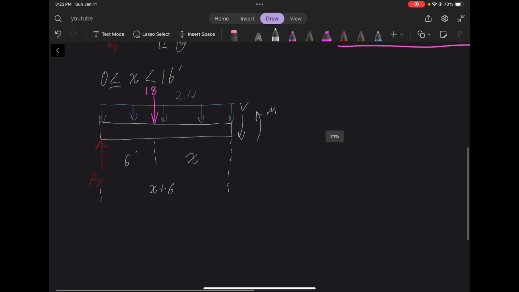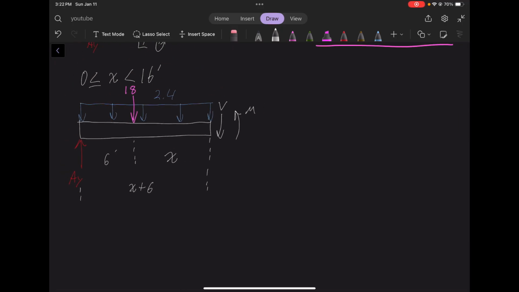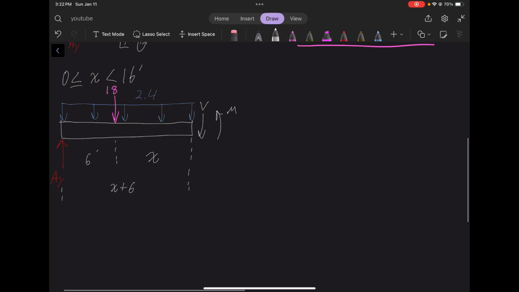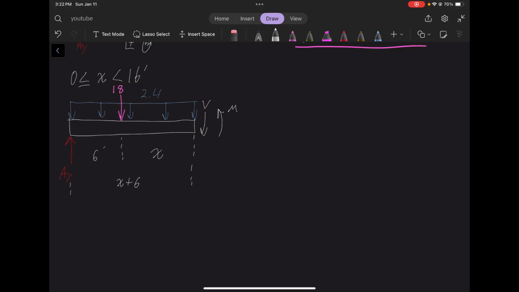So let's go ahead and solve for the shear equation and get the moment equation from that. It's going to be a lot of terms, but just keep track of your terms and you should be good. So the sum of the forces in the y equals 0. 0 equals Ay minus V minus 18 minus 2.4 times the total distance, x plus 6. I feel like that was pretty easy.